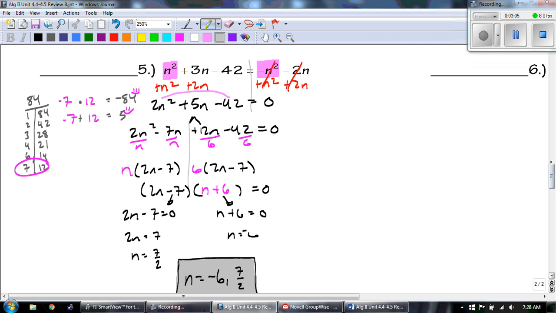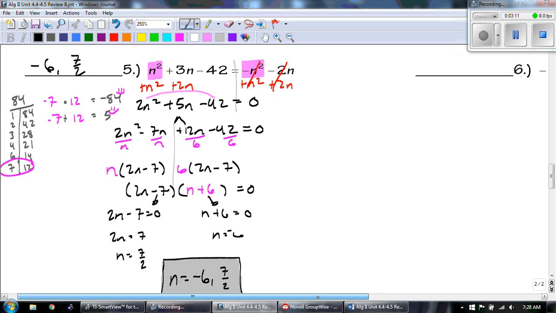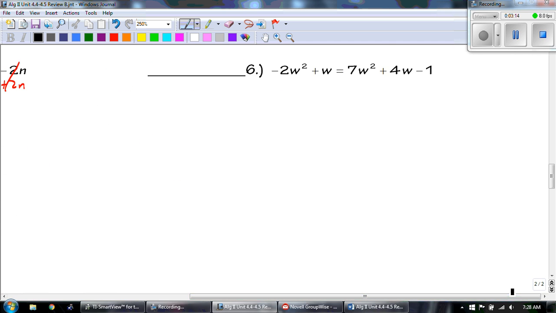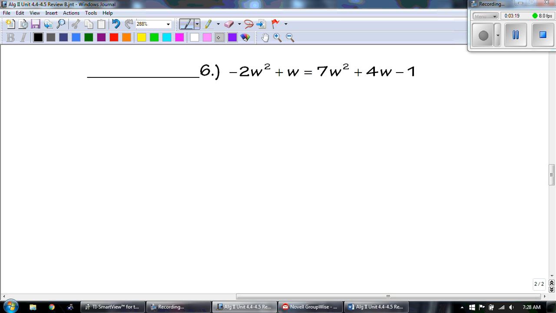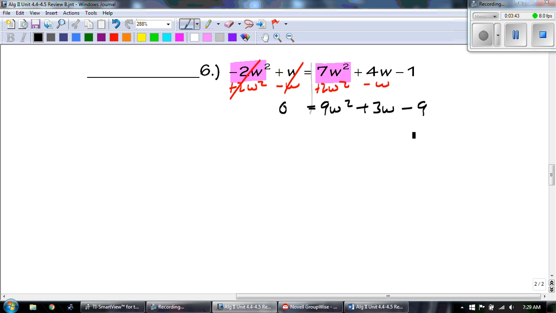So I'm just going to come up here and write my answer on the line. All right, number 6. What are we going to move? Yeah, we're going to move the 2. So I'm going to add the 2w squared to both sides. Subtract the w. These all cancel, and I get 0 equals 9w squared plus 3w minus 9.